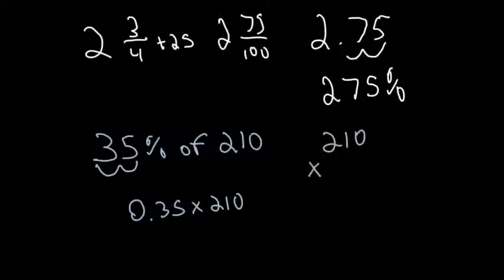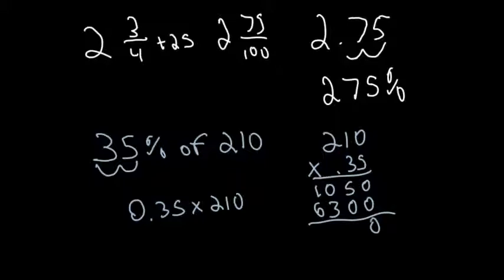210 times 35 hundredths. 5 times 0 is 0, 5 times 1 is 5, 5 times 2 is 10. 0 placeholder. 3 times 0 is 0, 3 times 1 is 3, 3 times 2 is 6. Add this up. 0 plus 0 is 0, 5 plus 0 is 5, 0 plus 3 is 3, 1 plus 6 is 7. Now I have 2 digits behind the decimal in my problem, so I need 2 in my answer. So I get 73 and 5 tenths.